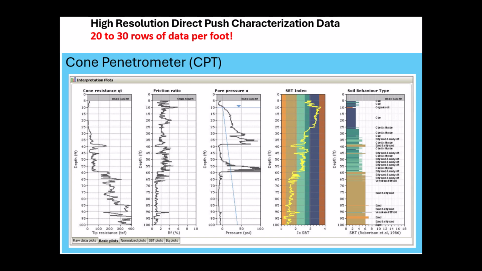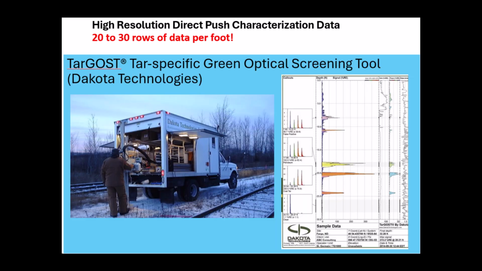Earth Volumetric Studio, or EVS, was used to visualize high-resolution characterization data from two direct push technologies, a cone penetrometer, or CPT, and TarGOST, which is a high-resolution optical screening tool to characterize DNAPL at a site investigation.